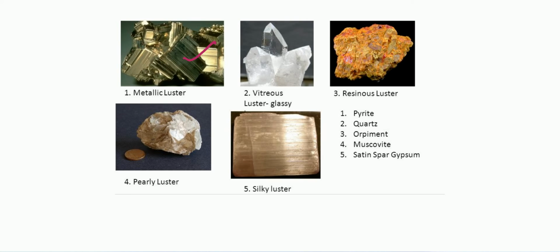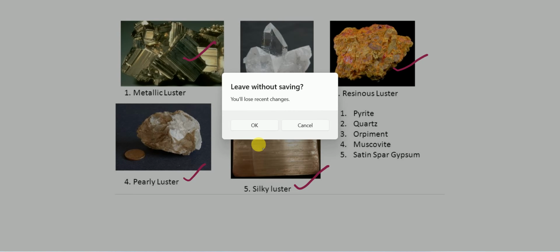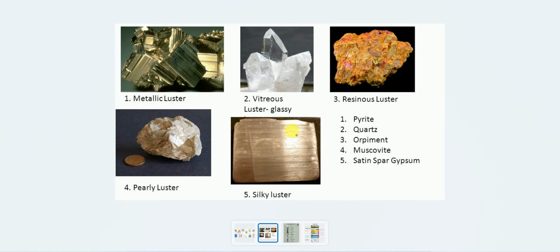Am I right? So this is an example of pearly luster. This is glassy, silky luster. This is resinous luster. So these are some examples. In this way, different minerals have different types of color and different types of luster.